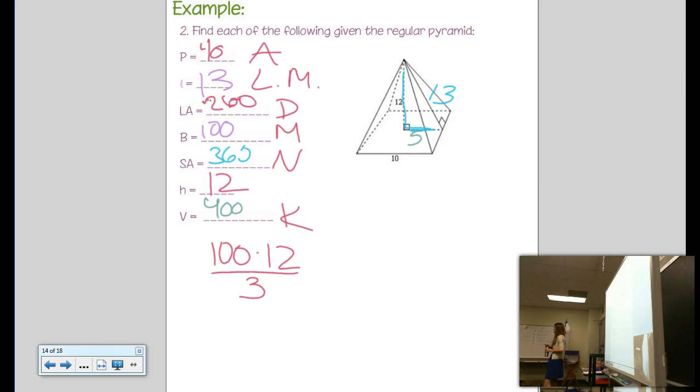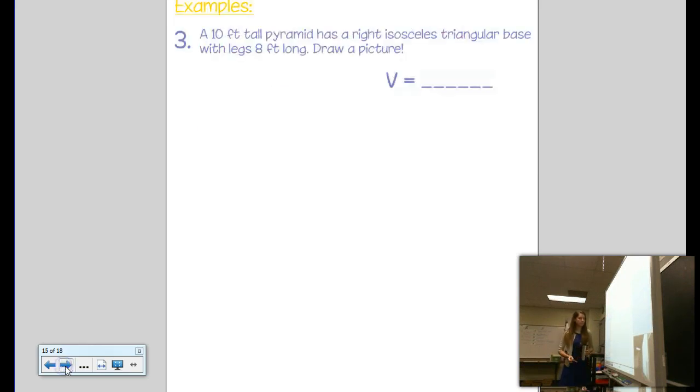Ask me a question about one part of this. I think this one was pretty easy. Yeah? That was really good. Okay, good. Wait, what's the surface area? It's 360 because it's 260 plus 100. It's LA plus B. Next problem.